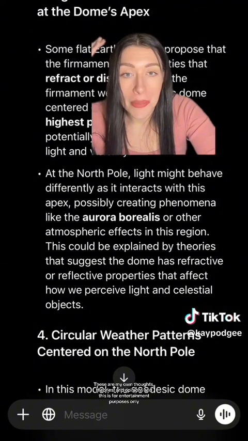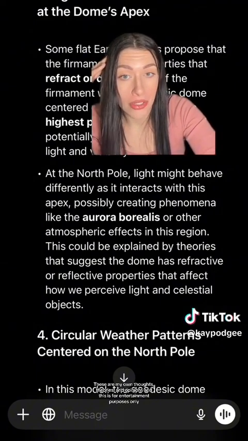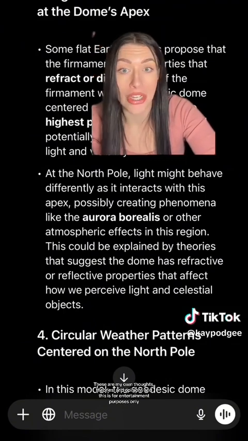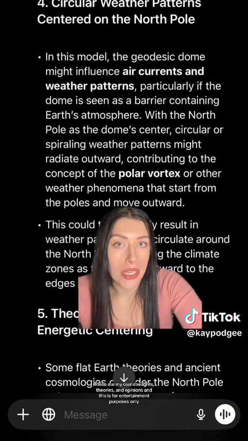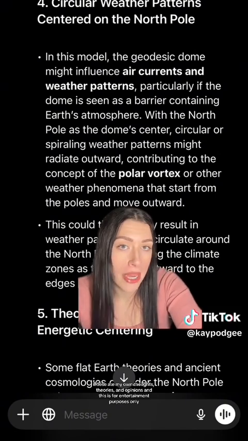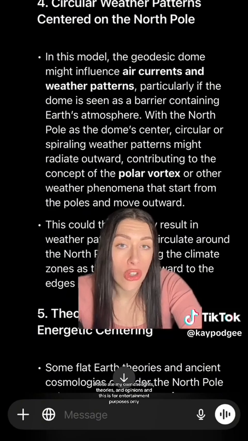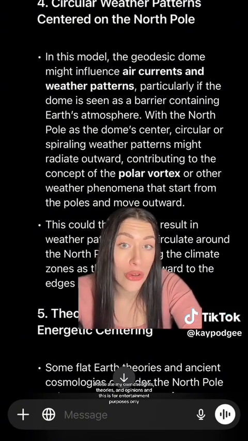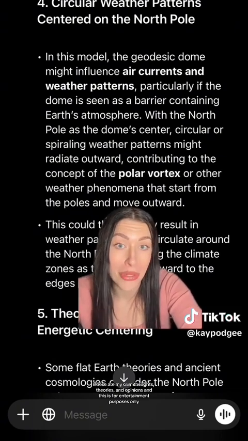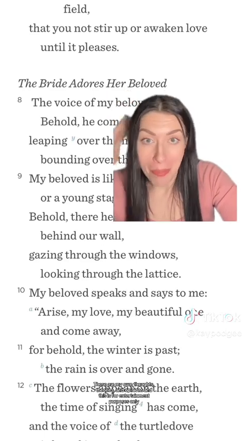This could be explained by theories that suggest the dome has refractive or reflective properties that affect how we perceive light and celestial objects. In this model, the geodesic dome might influence air currents and weather patterns, particularly if the dome is seen as a barrier containing Earth's atmosphere. With the North Pole as the dome's center, circular or spiraling weather patterns might radiate outward, contributing to the concept of the polar vortex or other weather phenomena that start from the poles and move outward. This also validates climate zones, and this scripture blew my mind when I realized this.